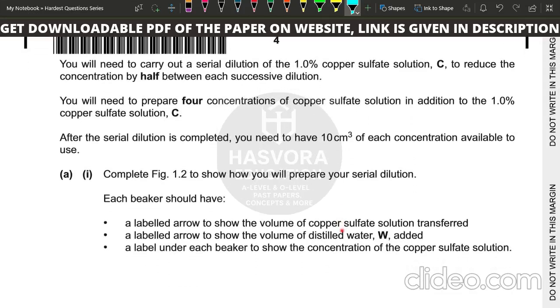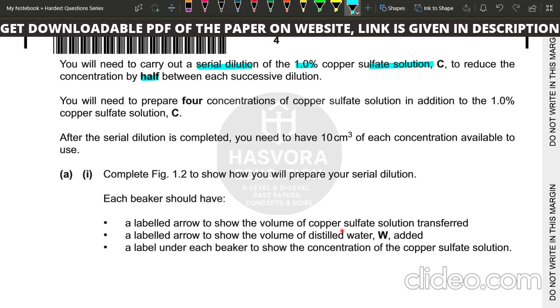Now you will need to carry out a serial dilution. Okay, so now he has specified that you have to carry out what? You have to carry out serial dilution of 1% copper sulfate solution C to reduce the concentration by half. Okay, so now sometimes he will tell you to do the serial dilution, but he will tell you to reduce the concentration 10 times. Okay, so in that case you have to then use the formula.